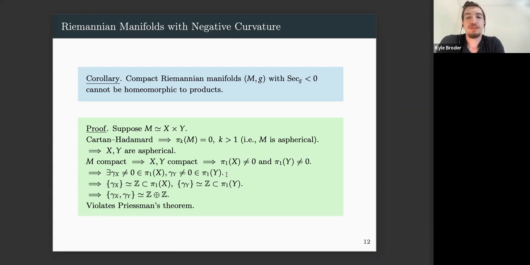So in each of these fundamental groups, pi_1 of X and pi_1 of Y, we have these non-trivial elements, gamma_X and gamma_Y. Each of these will generate a subgroup. Remember, there's no torsion in the fundamental group, so these will generate copies of Z in each of the constituent fundamental groups. And since they commute, the group generated by gamma_X and gamma_Y will be isomorphic to two copies of Z. But now we have an abelian subgroup of the fundamental group that's not infinite cyclic. So this would violate Preissman's theorem.